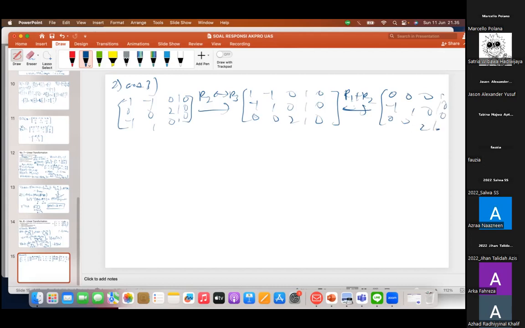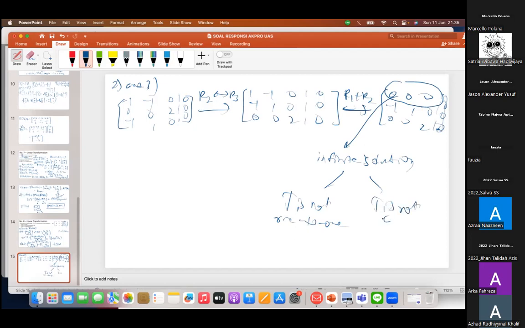And because of this, I don't need to continue further. Because of this, it means it has infinite solutions. Because of this, T is not 1-to-1. T is not onto. Therefore, T is not an isomorphism.